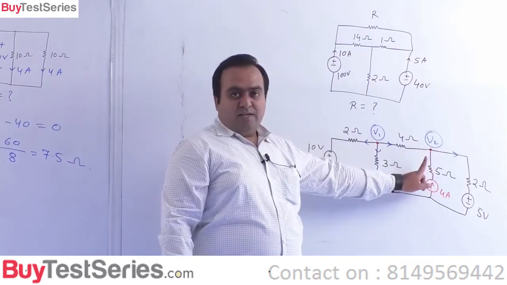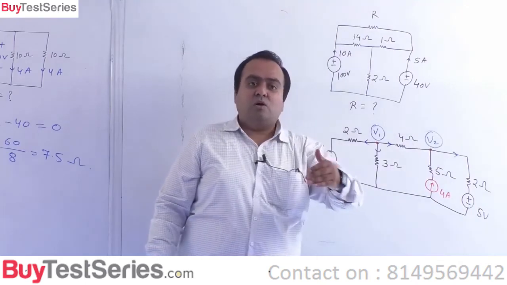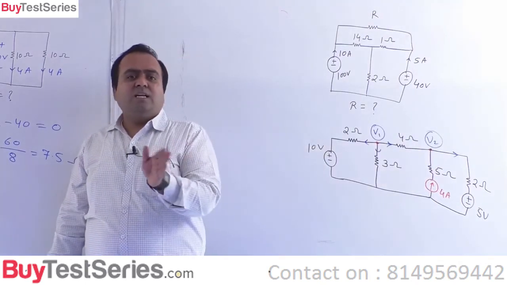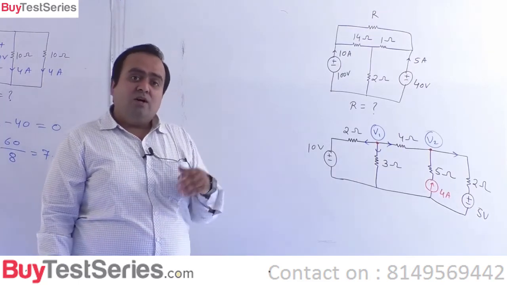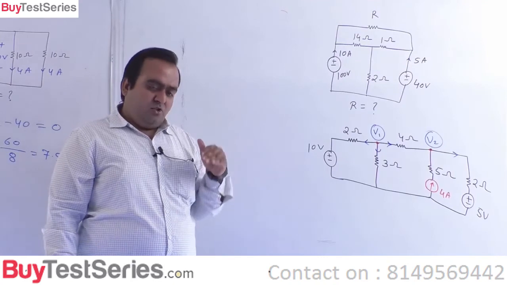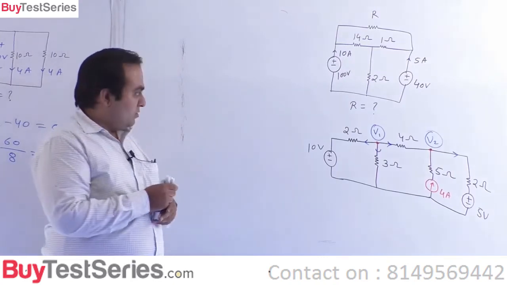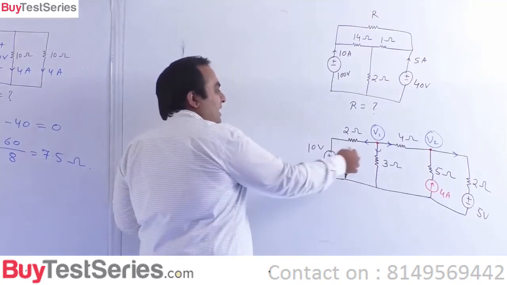ये 4 एम्पियर तो इनकमिंग आ ही रहा है बिकॉज ऑफ दिस करंट सोर्स. ये वाला पता नहीं था तो उसको आउटगोइंग मान लिया. तो जो पता नहीं है you can take it as outgoing. Although whether it is outgoing or incoming will only come to know once we write the equations and solve those equations. Is this okay? So when we have to write the equations here, how will I write this current?